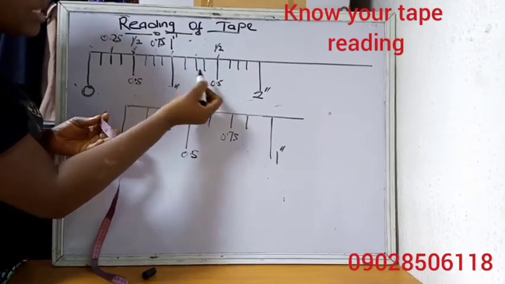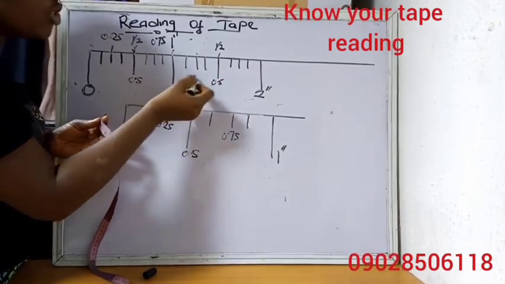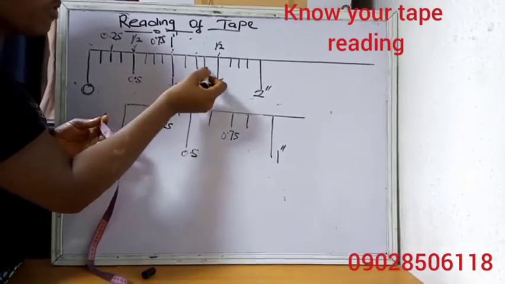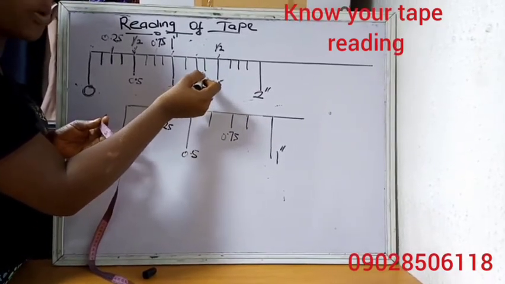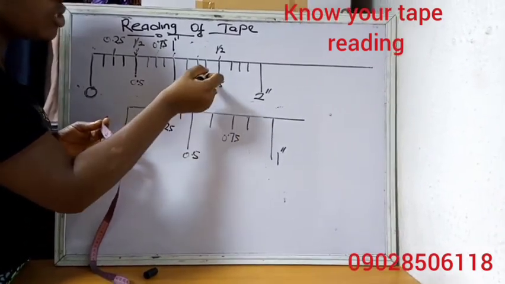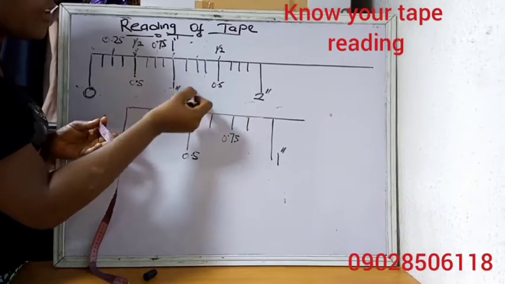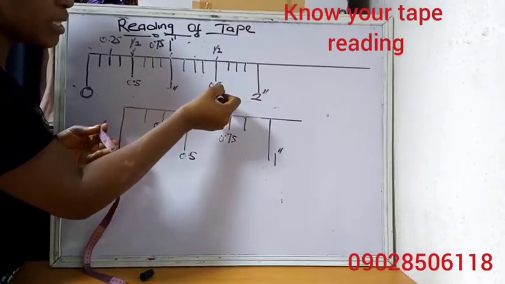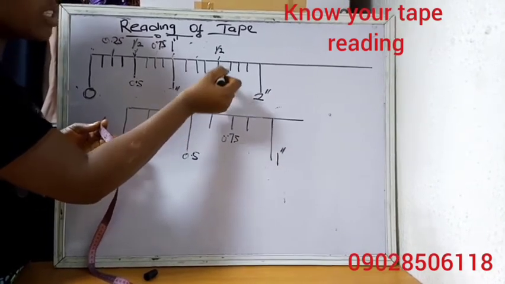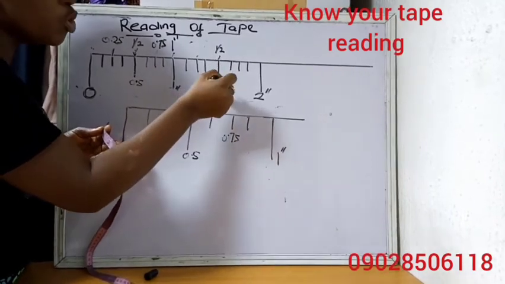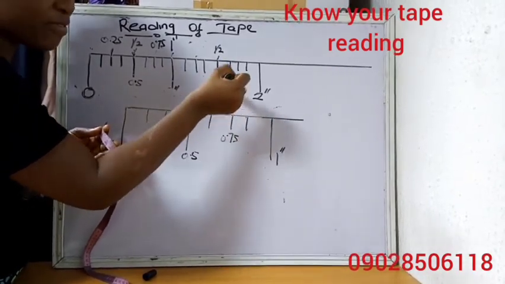It means you are talking about 1 inch, 0.25. That's after 1 inch. Then if you move again and you're having 0.75, it means that your measurement will be 1 inch, 0.75. If you move again after 1 inch and you have the line on 0.5, which is the fourth line, that means you're talking about 1 inch, 0.5, that is 1.5 inch.